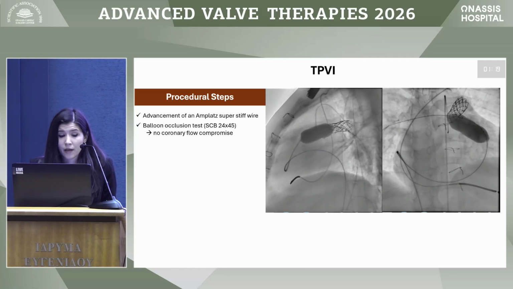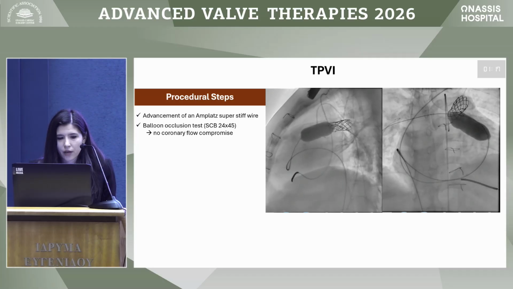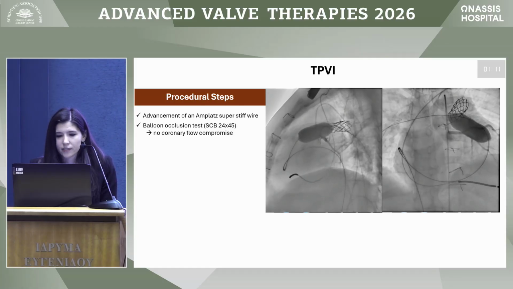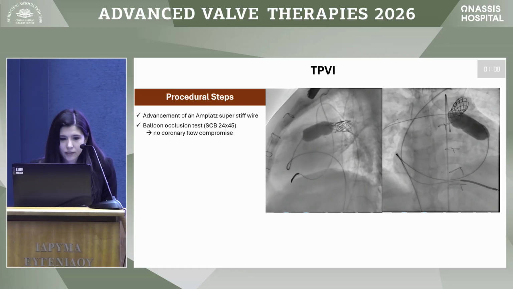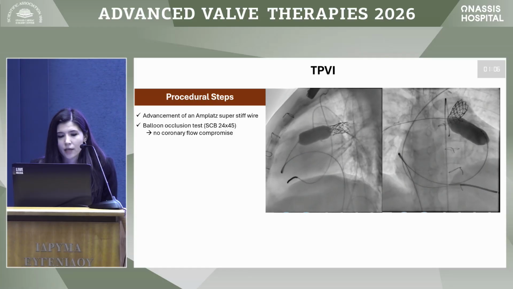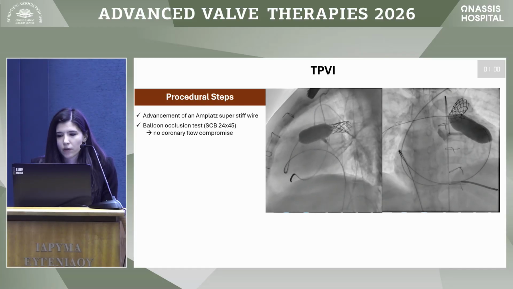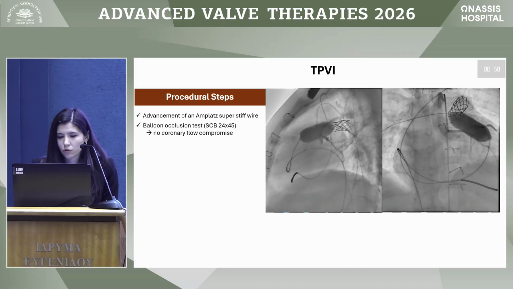Now, we advanced an Amplatz super stiff wire, and in order to be sure that we were not going to impair the flow in the LCA, we did a balloon occlusion test using a semi-compliant balloon, 24 by 45, and we saw, as you can see, that the coronary flow was not compromised.